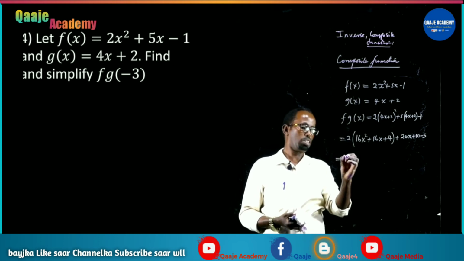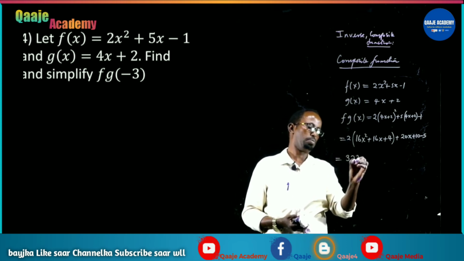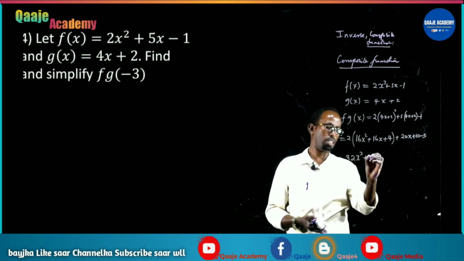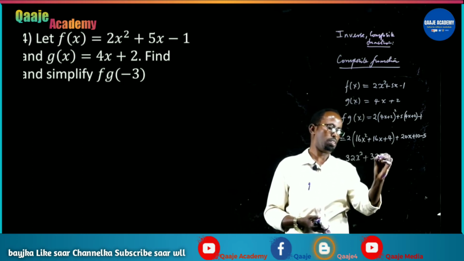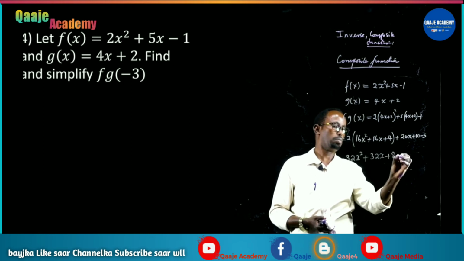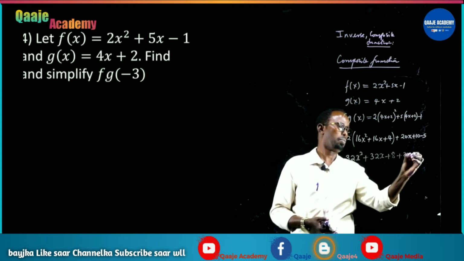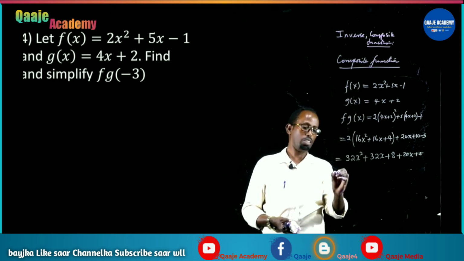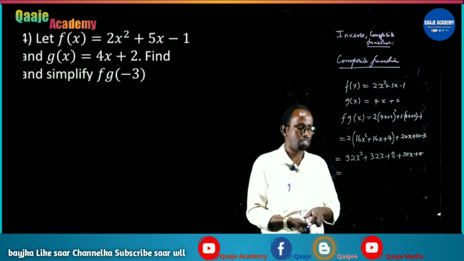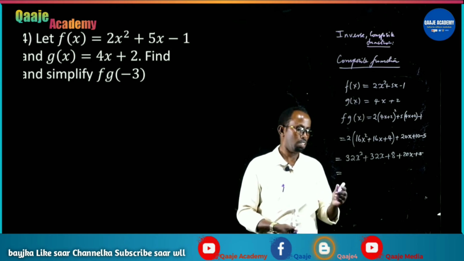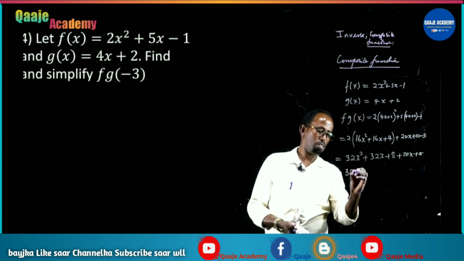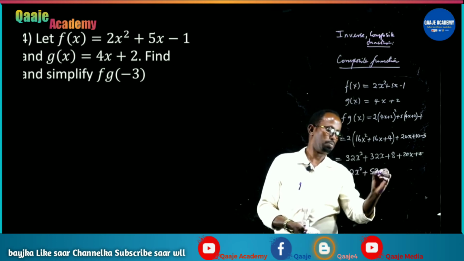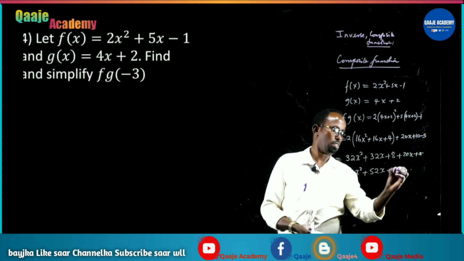So this will be 32x squared plus 32x, and then plus 8, plus 20x plus 5. Next, this will be 32x squared plus 52x plus 13.